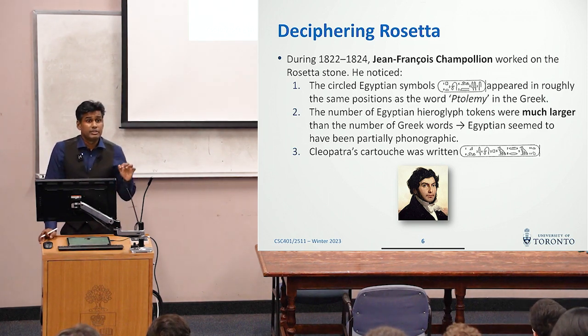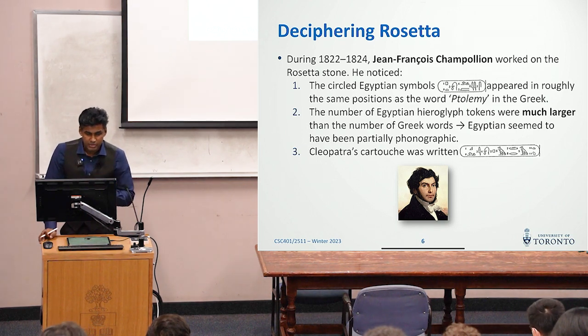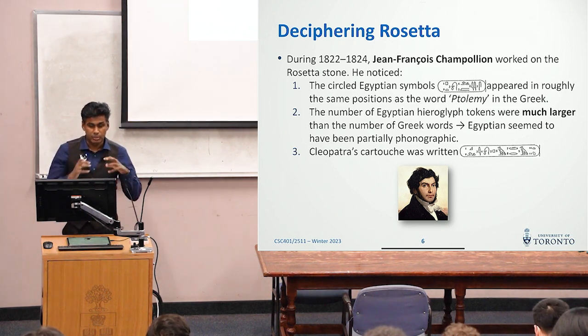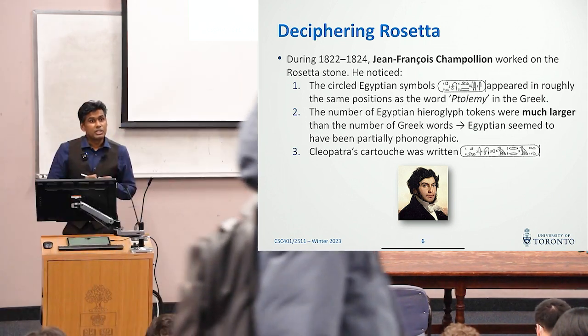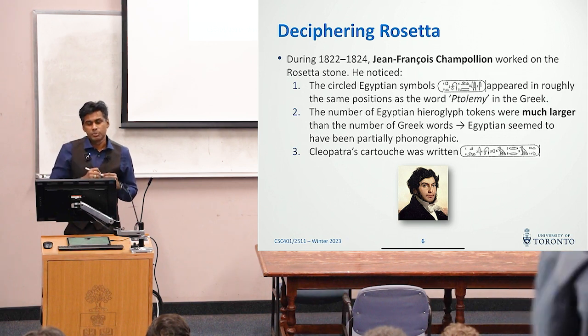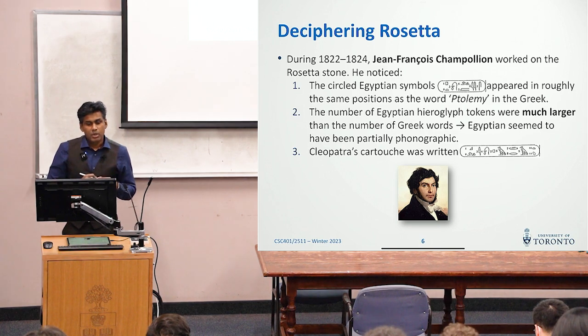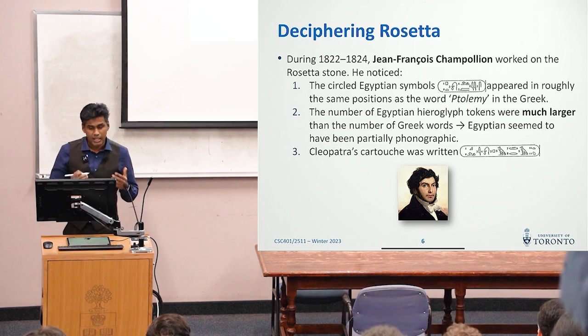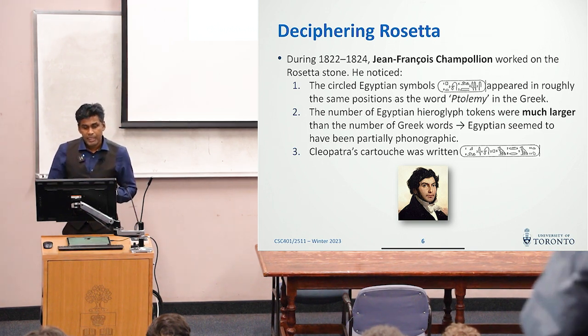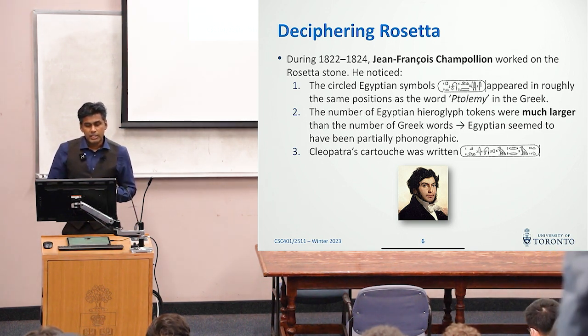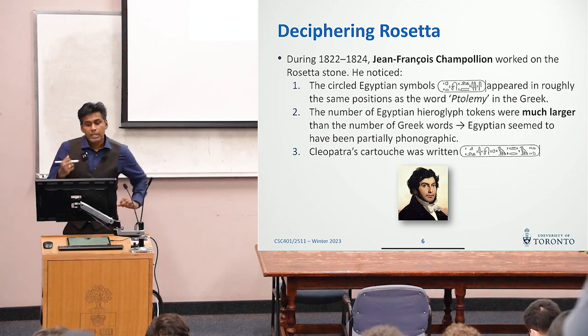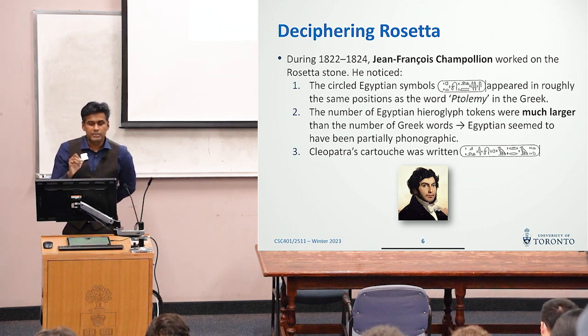There were many different researchers, but this person, Jean-François Champollion, will be our composite character. He noticed that in Egyptian languages, the circle symbols, which are called cartouches, appeared roughly in the same position as the word Ptolemy in Greek. Ptolemy was the ruling king at the time of the inscription. So he hypothesized that this cartouche outlines royal names.